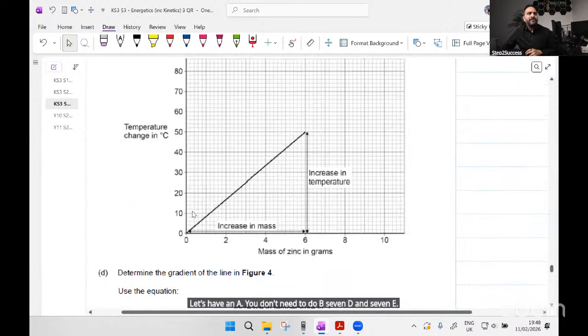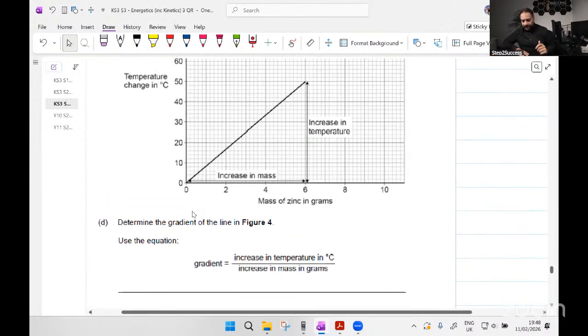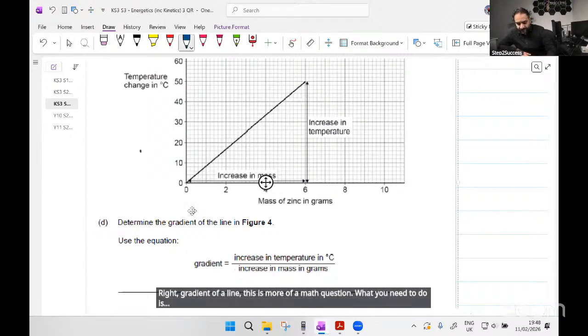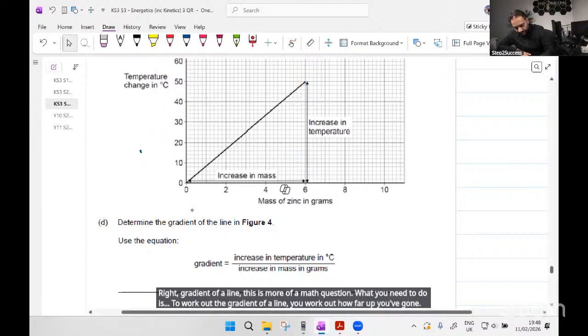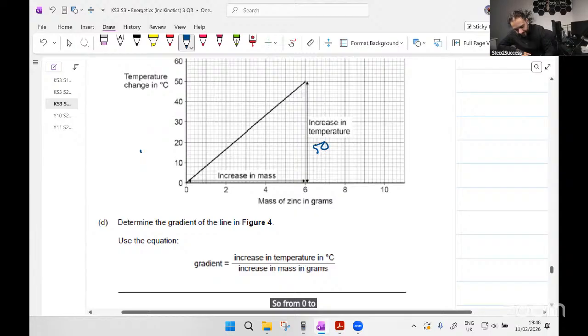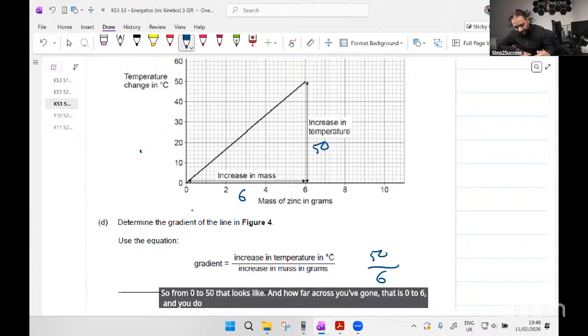Right, gradient of a line. This is more of a maths question. What you need to do is to work out the gradient of a line, you work out how far up you've gone. So from 0 to 50, that looks like. And how far across you've gone, that is 0 to 6. And you do 50 divided by 6, and that would be the gradient.